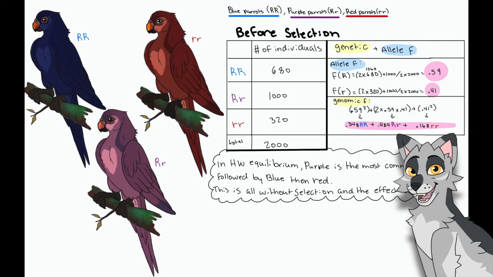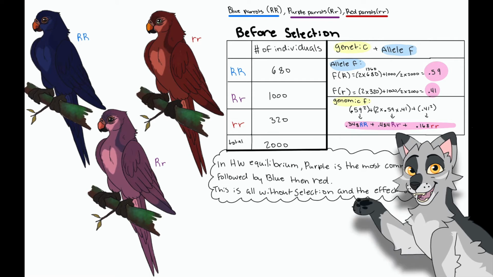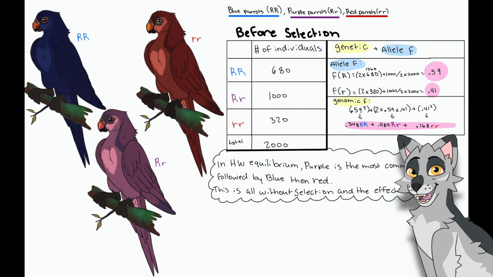Well, now we can calculate our genotypic frequencies. Our big R and our little r are equivalent to p and q respectively, so we can easily plug in our numbers to get the different parts of the equation. We find that blue parrots have a frequency of 0.34, purple parrots have a frequency of 0.484, and red parrots have a frequency of 0.168.